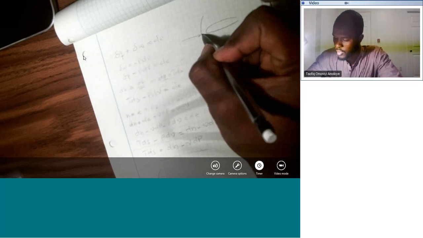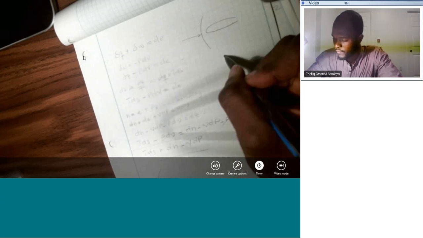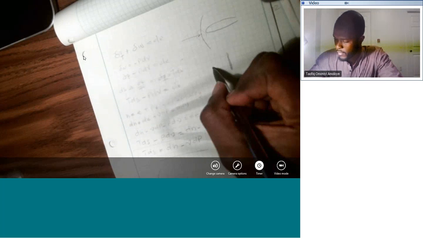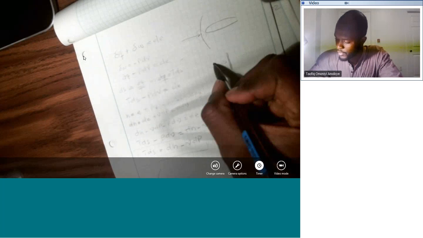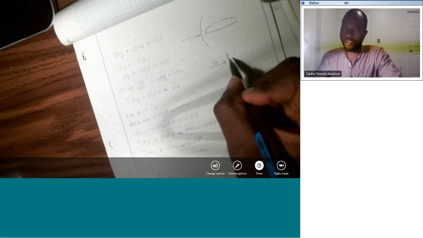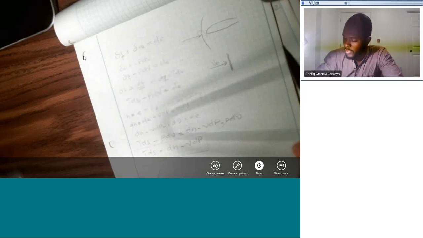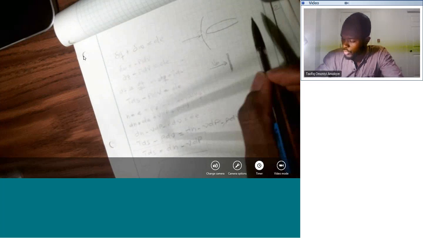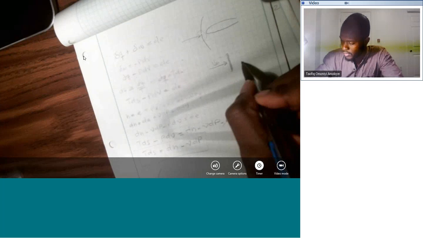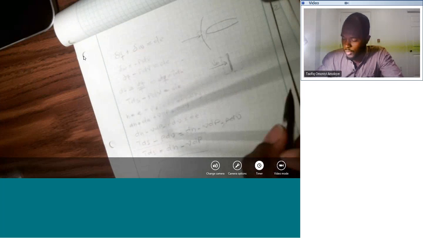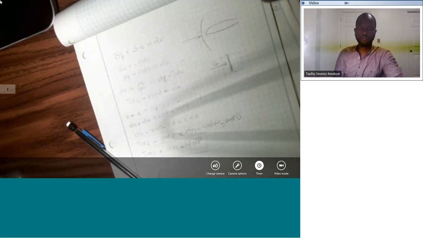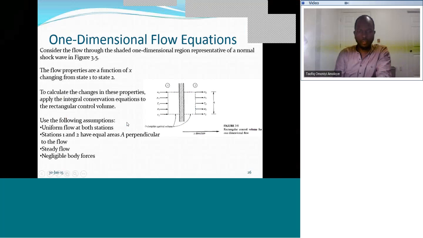So we can just assume a one-dimensional flow there, and then try to draw a control volume around the normal shock wave. And on this control volume, we are going to use the governing equations in the integral form. So the flow properties are a function of x changing from state 1 to state 2. In order to calculate the changes in the properties of the flow, we need to apply the integral conservation equations to the rectangular control volume.